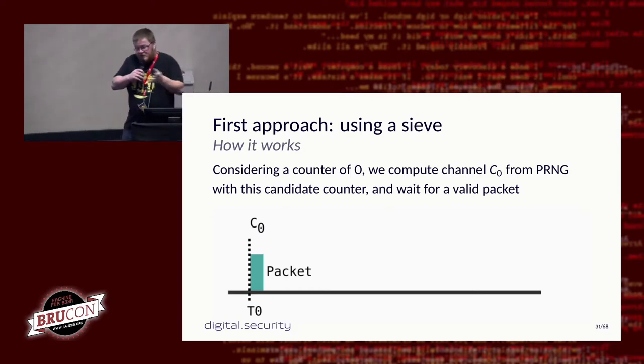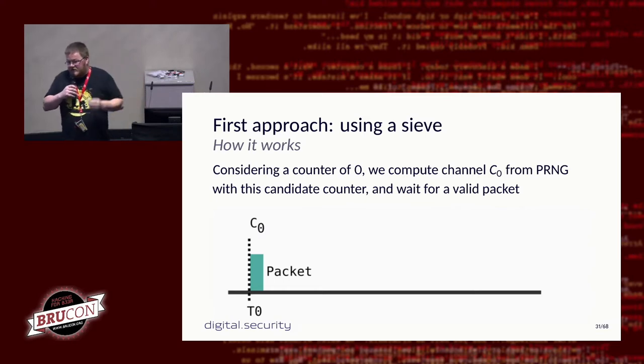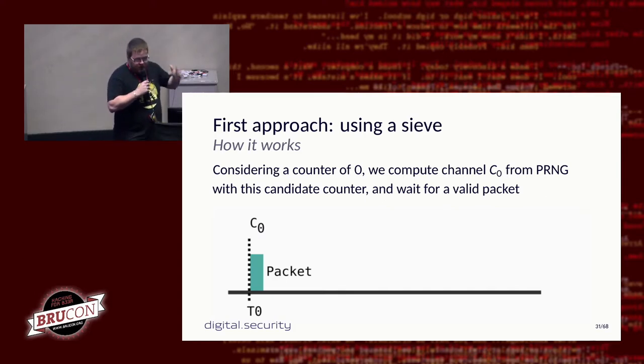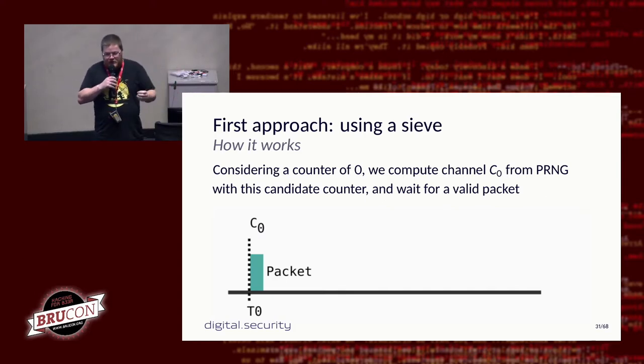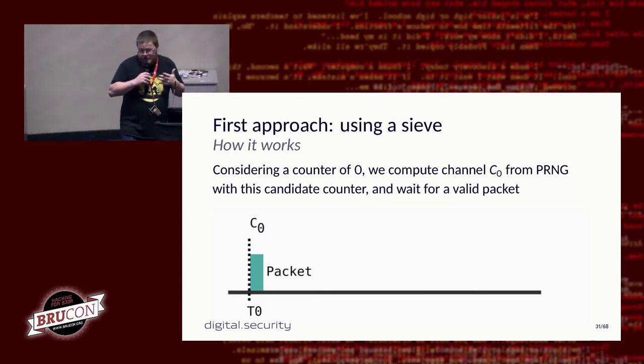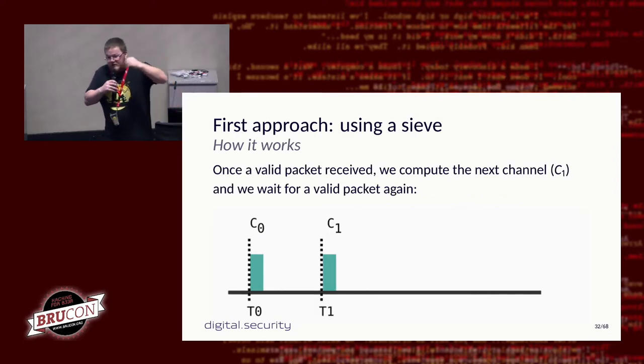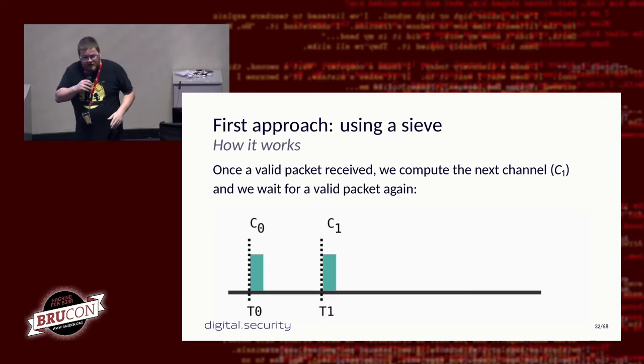First, at the very beginning, we consider the counter as a value of zero. We don't know the value, so just pick a random value. We compute the channel corresponding to this counter. We know the channel identifier, we know the counter, we use the same computations with this RNG routine, and then we get the channel. So we are waiting for a packet on this channel. Once we get a packet, we compute the next channel based on the counter with the value one, and we also wait for a packet.